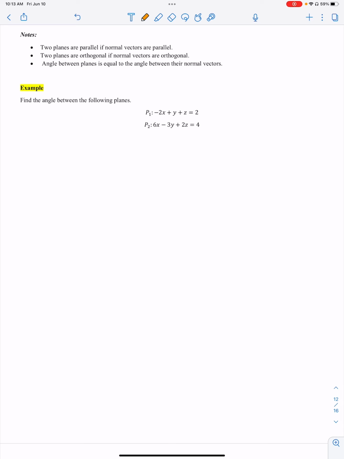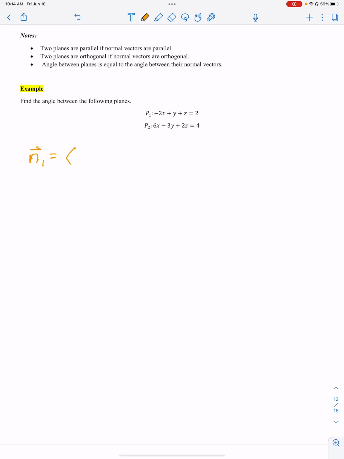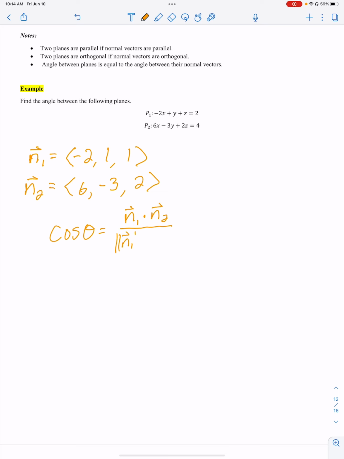So in this first example, they give us two planes. It says find the angle between the following two planes. Well, I can pick up the normal vectors from these planes. In 1, my normal vector for plane 1 is -2, 1, 1. In 2, the normal vector for plane 2, I pick up those coefficients: 6, -3, 2. All right, and then recall our definition for the angle between two vectors. We have n1 dotted with n2, over the magnitude of n1 multiplied by the magnitude of n2.